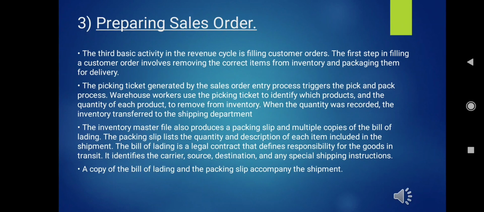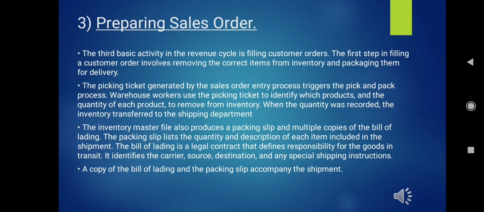Alright, now we take a look at preparing sales orders for the third one. The third basic activity in the revenue cycle is filling customer orders. The first step in filling a customer order involves removing the correct items from inventory and packaging them for delivery.